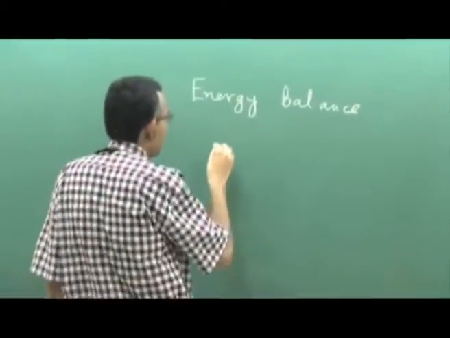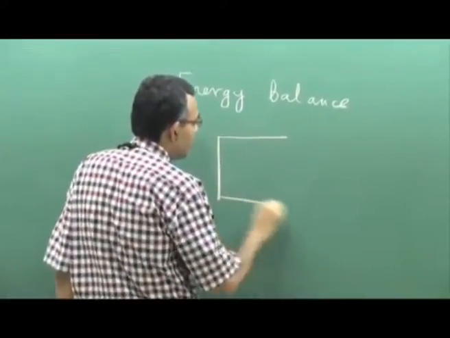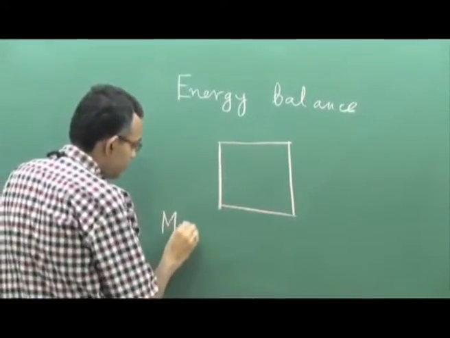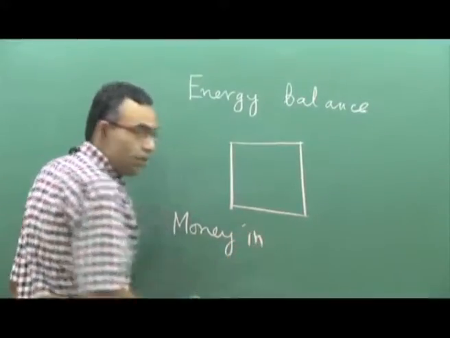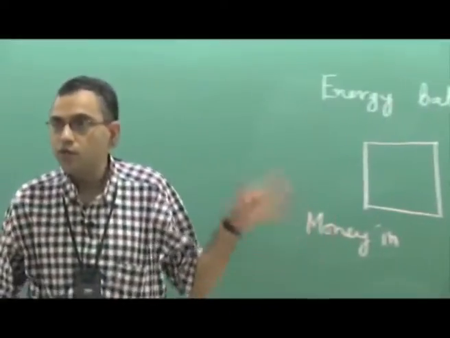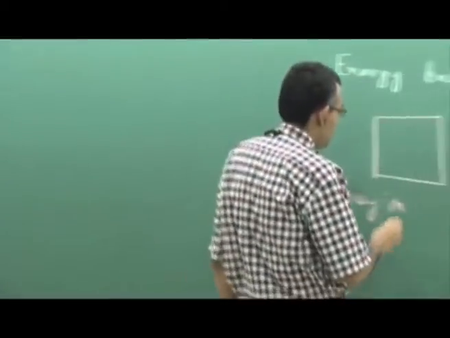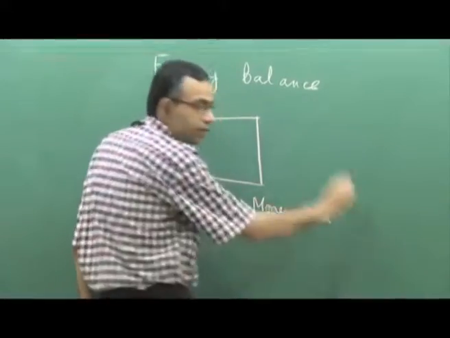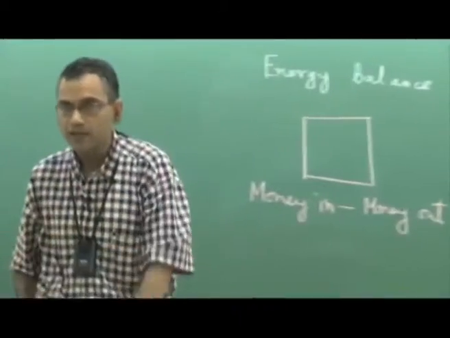What balance? Some money has flown into your bank account. This black box is like a bank account. So money in. How was money input to the bank account? You first deposited some money, and then your employer has deposited your salary in the bank account. So money in, minus money out. Money out is whatever you have withdrawn from the bank.